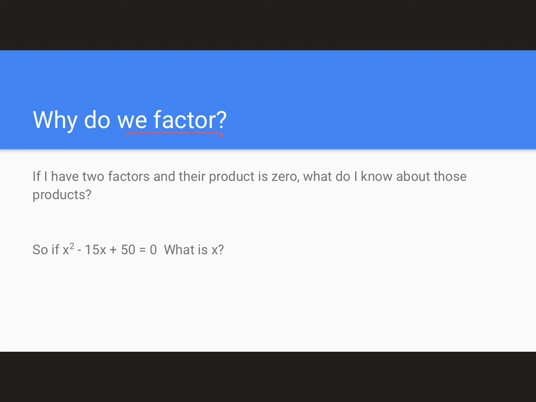Okay, so last thing, why are we factoring? Who cares? Why do we factor these? So here's something to think about. If I have two factors, two numbers that multiply together, and their product is 0, what do I know about those factors? Well, in order to have two numbers multiply and get 0, one must be 0.